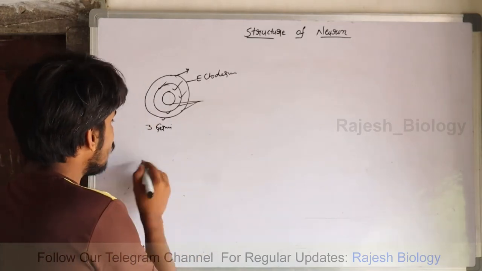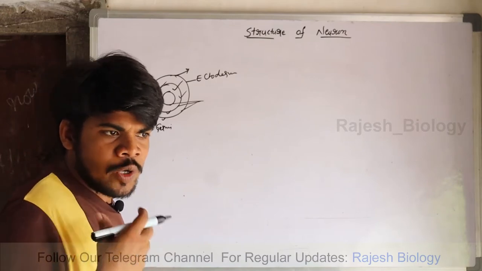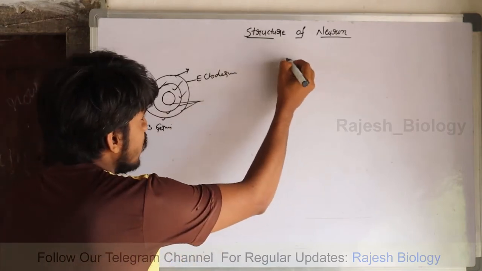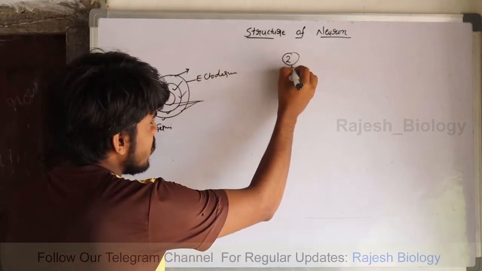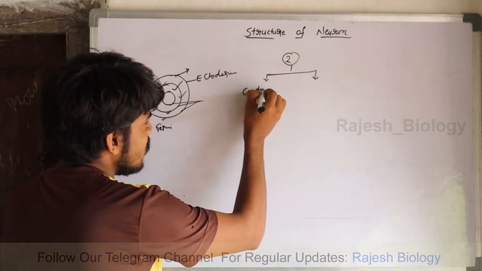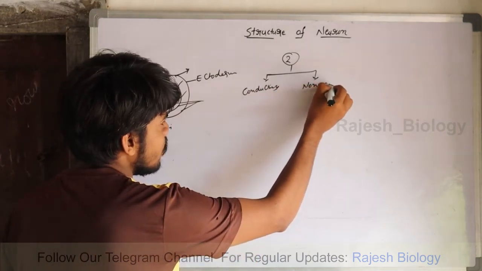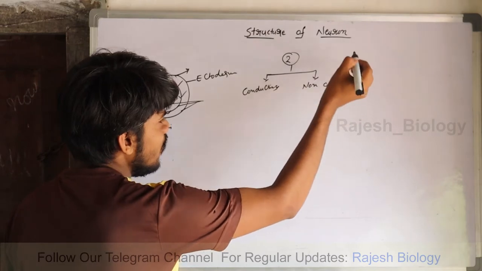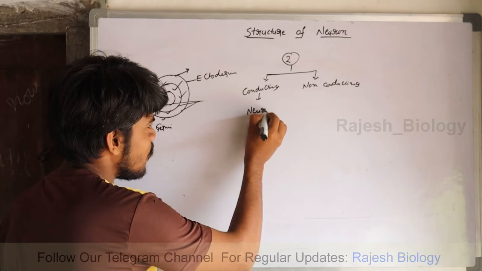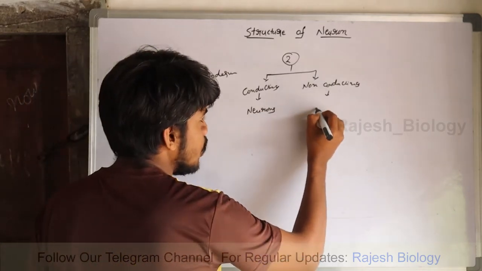And second thing, it has so much control all over the body. It controls all the remaining organs. Okay, and the nervous tissue has two types of cells. They are conducting cells and non-conducting cells. Conducting cells are known as neurons and non-conducting cells are known as neuroglia.